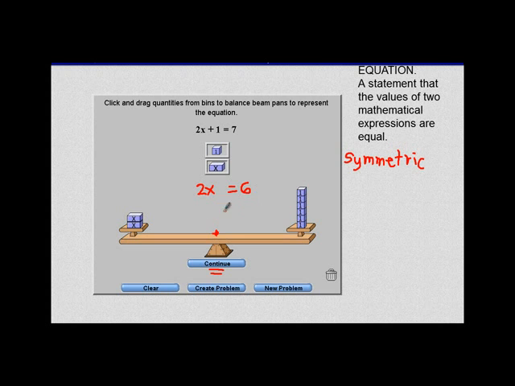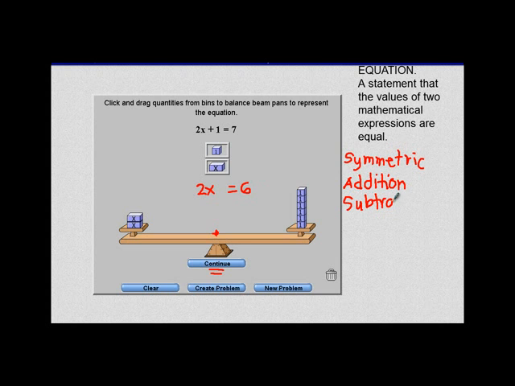So what I did was I remove 1 unit from the left and 1 unit from the right-hand side of the balance, and I still get a balance. That property that allows me to remove or to subtract equal quantities from both sides of the equality is now what we call the addition or subtraction property of equality.